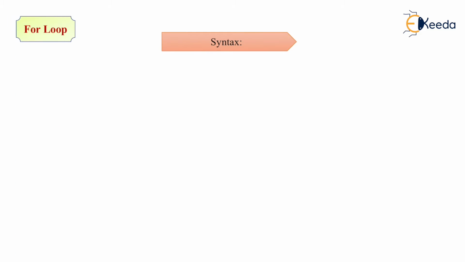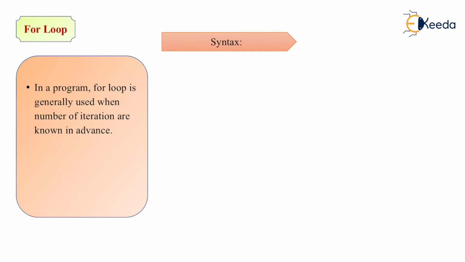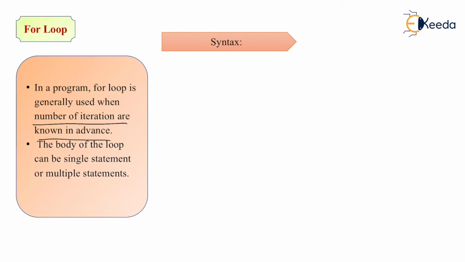Next is the for loop. In a program, the for loop is generally used when the number of iterations is known in advance. Like we have read in the while loop, when you don't know how many iterations you are going to perform, that time you prefer to use the while loop. But when you are sure that this number of iterations is required to perform this operation, that time you can use a for loop. The body of the loop can be a single statement or multiple statements.